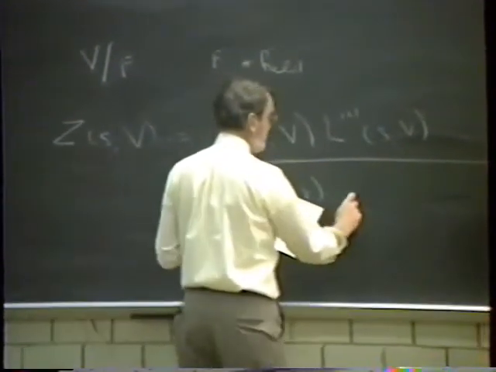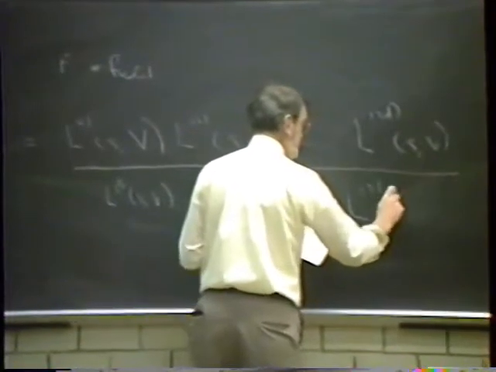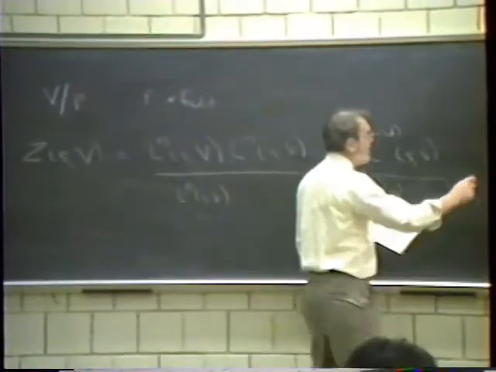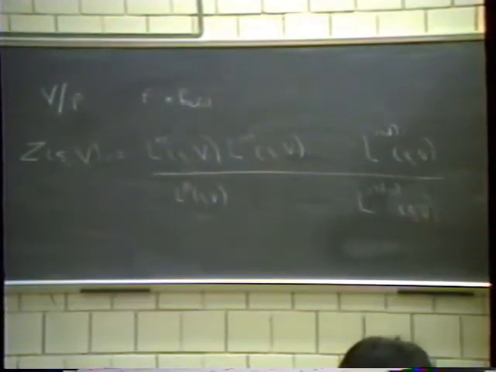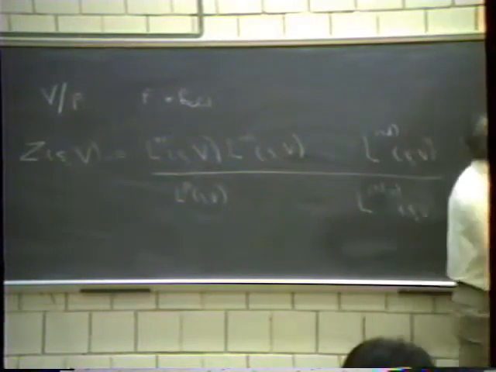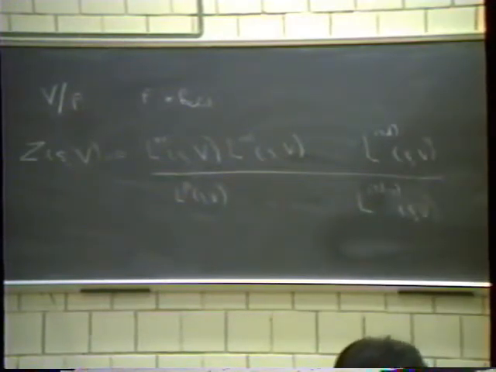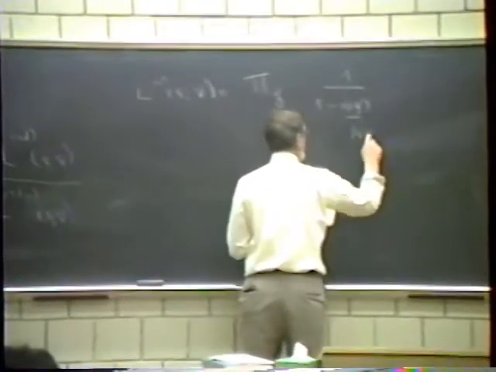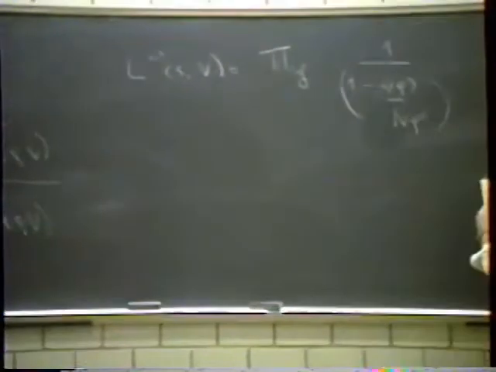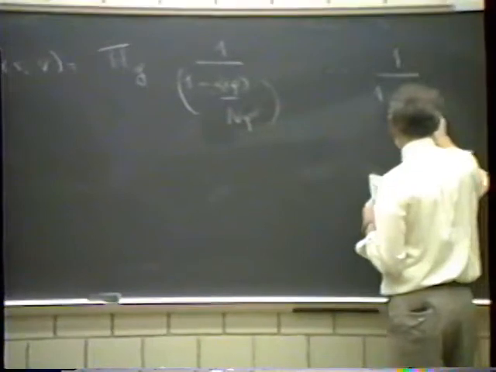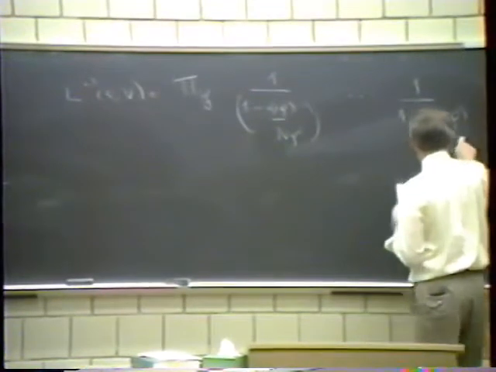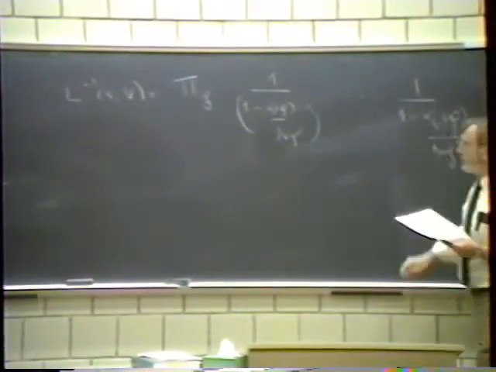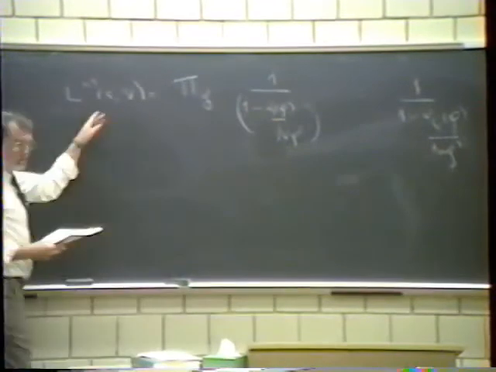divided by similar things. And L_i(s, V) is the kind of L function we considered before. If I ignore a finite number of primes, it's the product over P of 1 over (1 minus alpha_1(P) norm of P to the s) up to (1 minus alpha_{B_i}(P) over norm of P to the s), where B_i is the ith Betti number of the variety. So this is the kind of L function we considered before.